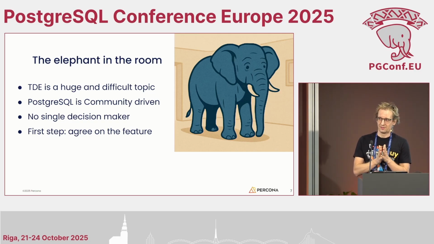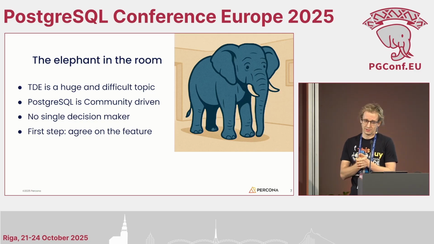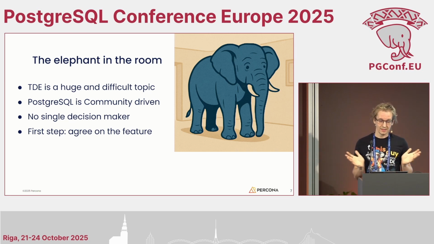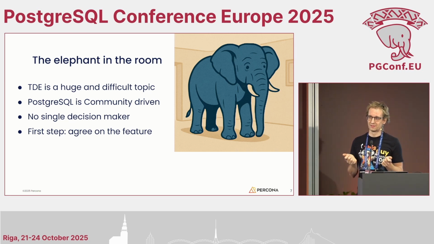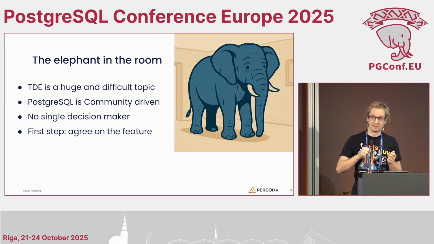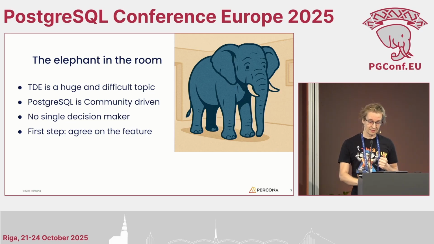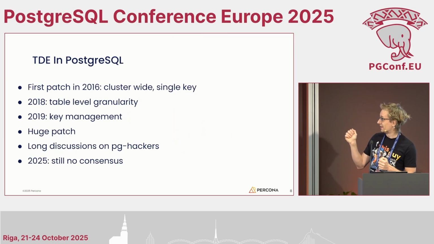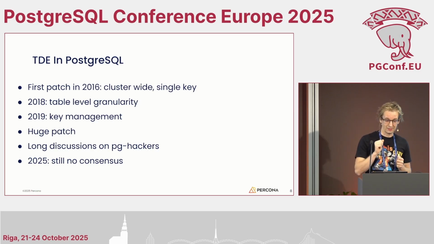PostgreSQL is a community-driven project, which is really great. People have really great discussions about how we have to implement things, what's a good idea, what's a bad idea, what approach we have to take. There isn't a single decision maker anywhere here. And the first step we have to do is that we have to agree the way we want to implement TDE, what we want to do exactly. And this is kind of why TDE is difficult in Postgres.